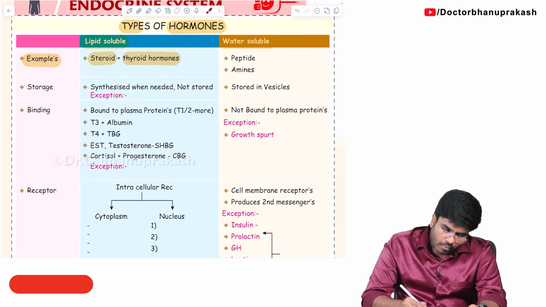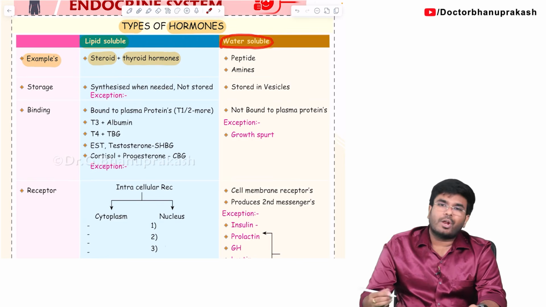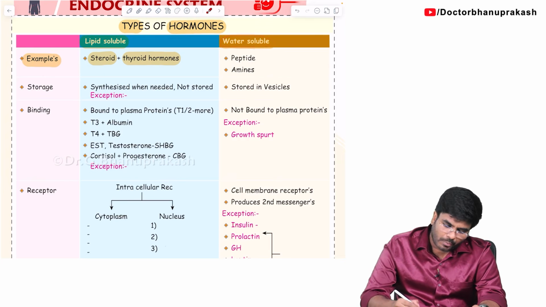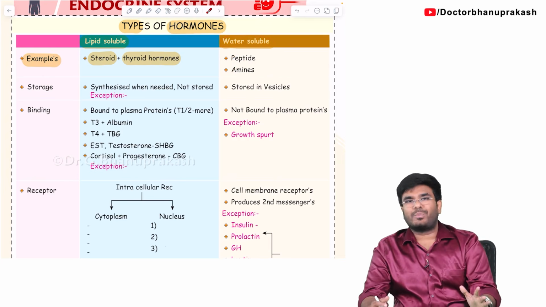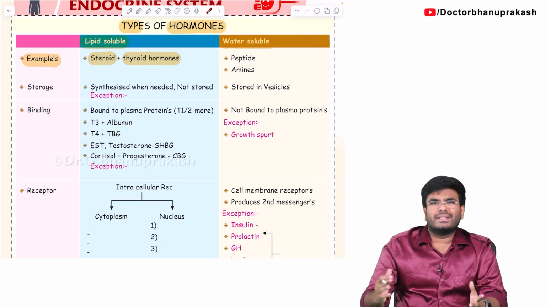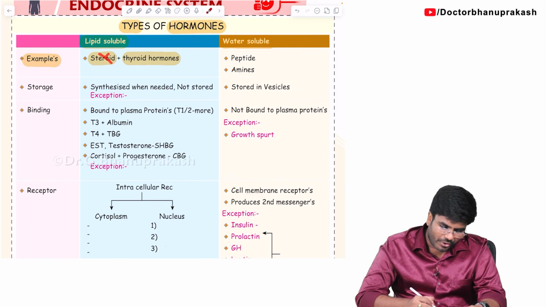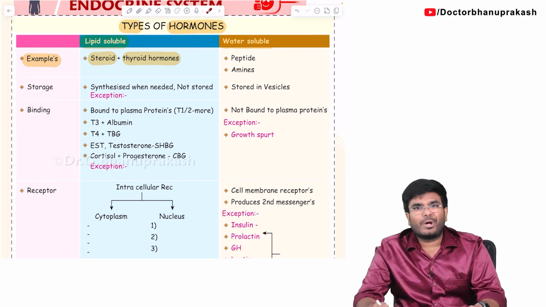Then what are the examples of water soluble hormones? The examples of water soluble hormones include peptide hormones and amine hormones. All other remaining things you can say. Apart from steroid and thyroid hormones, all others are water soluble hormones.